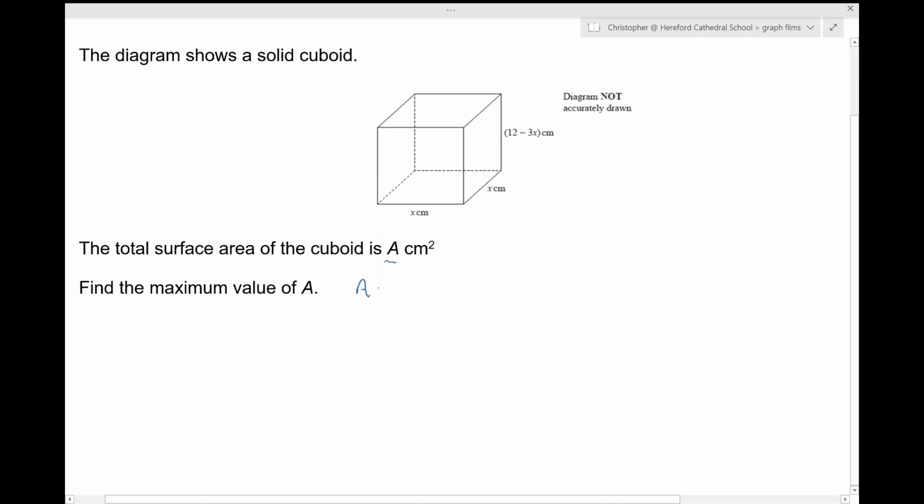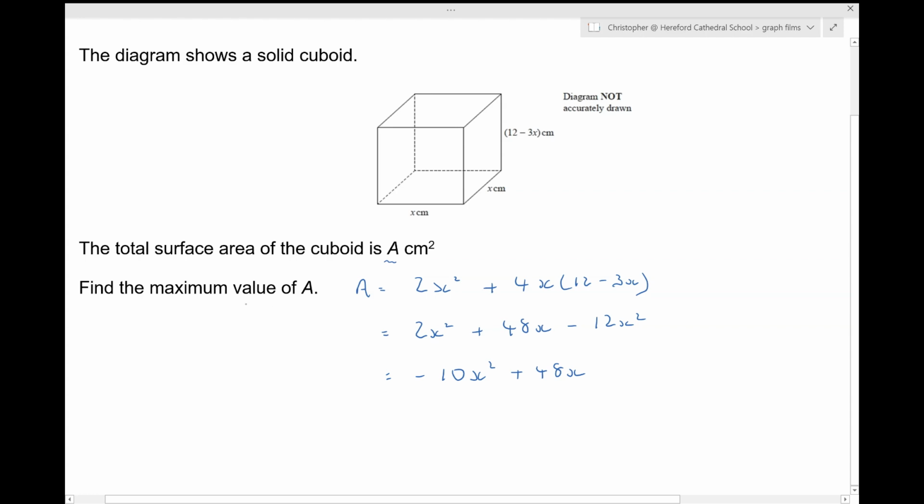So A is going to equal, well, I've got the top and the bottom of the cube, so that's an area of 2x squared. And then I've got the 4 sides, and the 4 sides are all the same, so it's going to be 4 multiplied by, now the area of one of the sides is x multiplied by 12 minus 3x. So there's an expression for the surface area of the cuboid, and I can simplify that. 48x minus 12x squared, and again I can simplify that, minus 10x squared plus 48x.